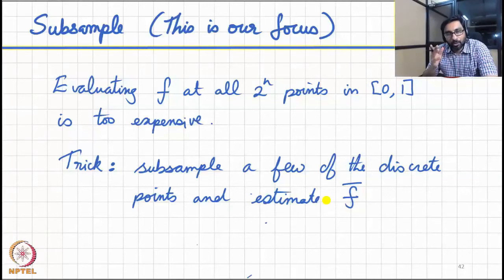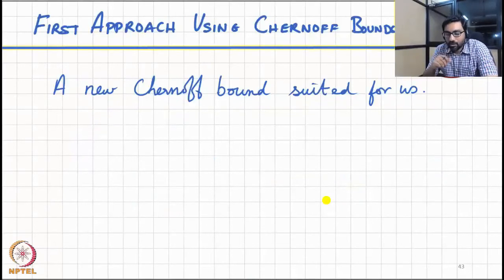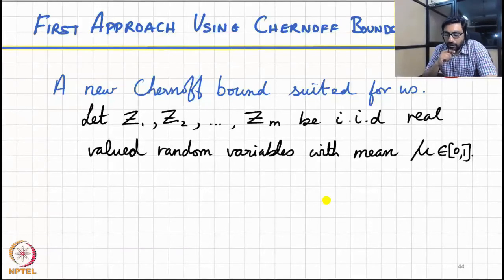Let's first approach this using the traditional technique that we know, and that's using Chernoff bounds. And in a context like this, we need to use a slight variation of the usual Chernoff bound that we normally know. So let's state this new Chernoff bound. Here, let Z1, Z2 up to Zm be independent and identically distributed real valued random variables. So this, for example, will be used to model the samples that we draw from each of the 2 power n discrete points. But this bound itself is more general.